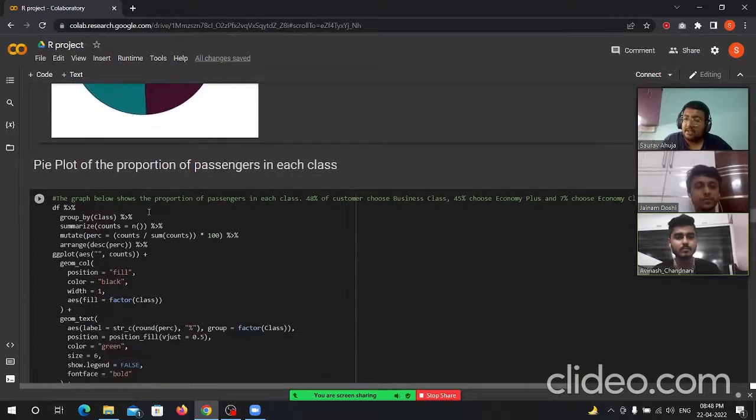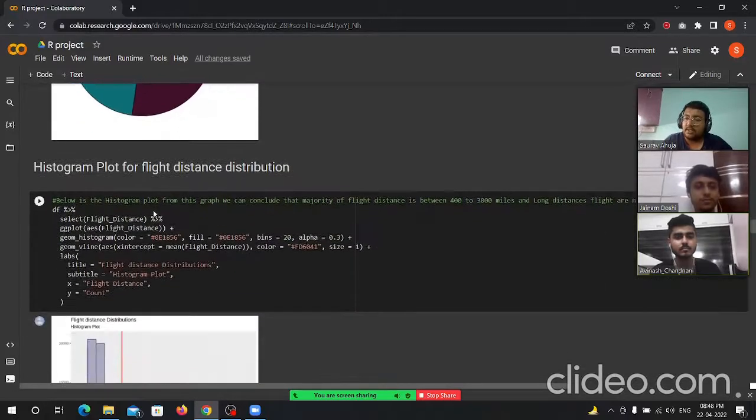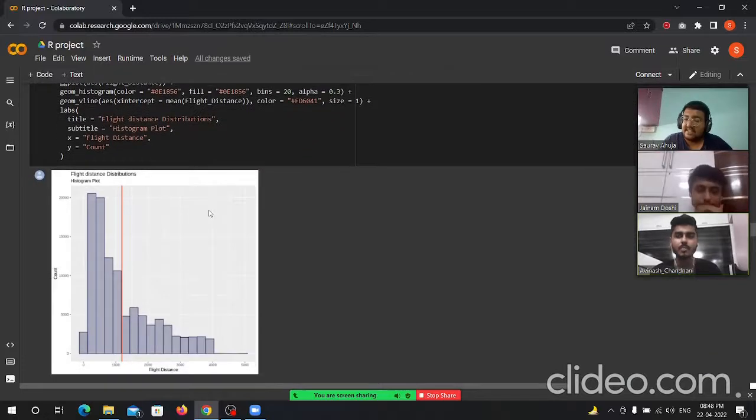In the second pie plot, we are going to show the proportion of passengers in each class, and the insight that we get from this pie chart is that there are more passengers traveling in the business class compared to eco and eco plus. Now we are going to see the histogram plot for the flight distance distribution. As we can see, as the distance increases, fewer passengers are willing to travel, and the mean is 1,200 kilometers.